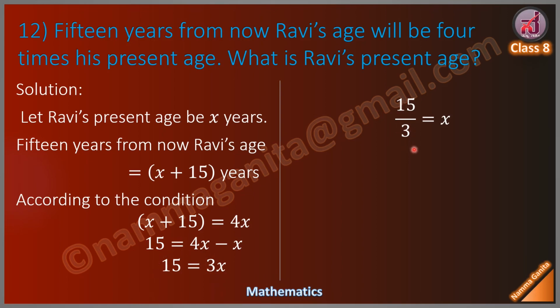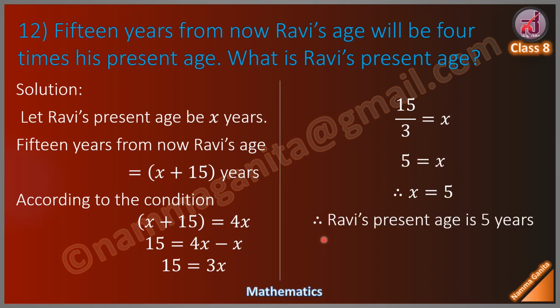15 divided by 3, that is equal to x. 3 ones are 3, 3 fives are 15. Therefore 5 is equal to x. x is equal to 5. Therefore Ravi's present age is 5 years.